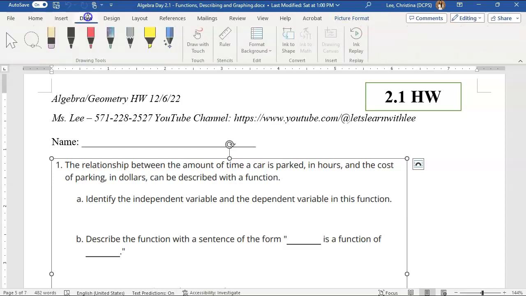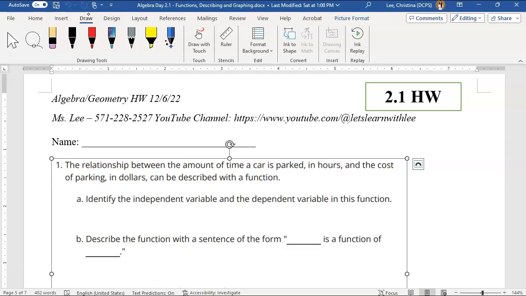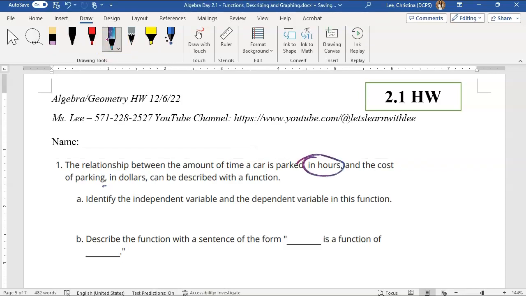All right, so let's start by looking at the relationship between the amount of time a car is parked in hours and the cost of parking in dollars. So time and money can be described with a function. Identify the independent variable and the dependent variable.